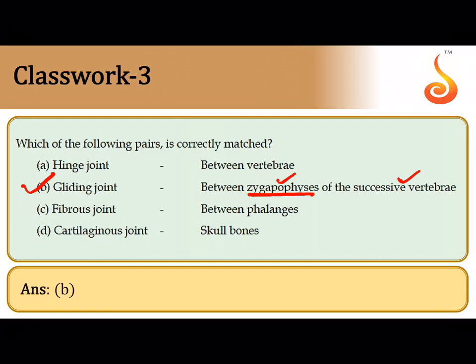Why isn't it hinge joint between vertebrae? Between vertebrae we saw it is gliding or planar joint. Between phalanges it is hinge joint. You can move your phalanges, that is your fingers, only in one particular axis. And skull bone is not a cartilaginous joint. Skull bone is a type of fibrous joint called suture. It is immovable, also called synarthrosis or fibrous joint. You cannot move your skull bone, so it is called suture. So among all the ones that are given, the correct answer is the gliding joint between zygapophysis of the successive vertebrae.